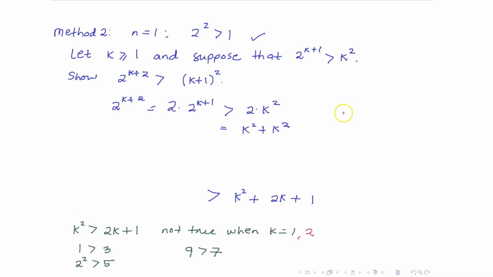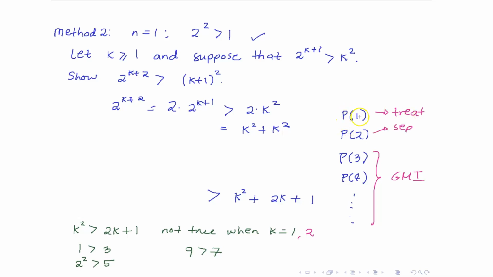What you need to do is to treat the cases p of 1 and p of 2 separately. And then for the rest, p of 3, p of 4, and so on, you will now use the generalized mathematical induction here. So for p of 1, p of 2, treat them separately. Show that when n is equal to 1, that is true. When n is equal to 2, that is also true. For the generalized mathematical induction, your base case is p of 3, correct?